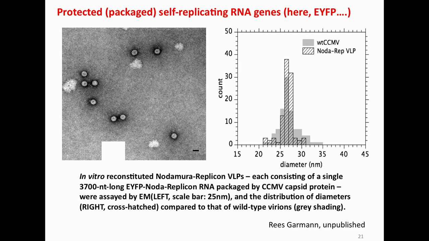These are pictures and analyses by Rhys Garman with the first construct we made of this kind, while I was still at UCLA, where the reporter gene is an EYFP. The total length of the viral replicon plus inserted gene is about 4,000 nucleotides, and you get nice RNAs resistant, thermally stable, aggregation stable, T equals 3 VLPs.